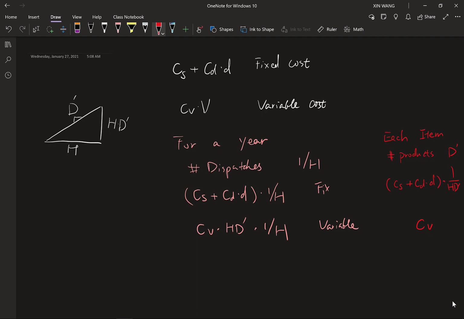In the end, we can have the total transportation cost per item equals fixed cost and the variable cost.